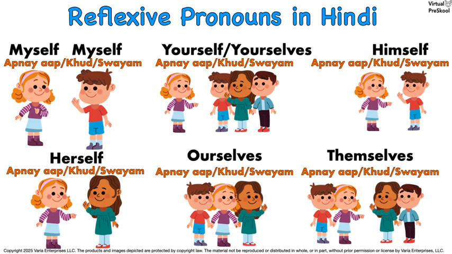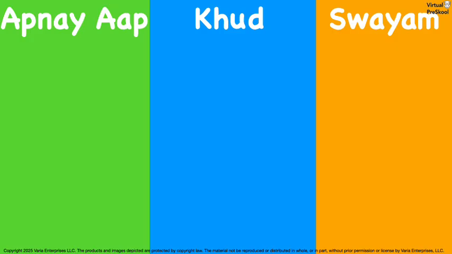There are three ways to say all of the selves words: apne aap, khud, and swayam. These three words are all interchangeable, but there are some subtle differences amongst them. So what are they? First of all, why is this even a thing? Why are there three ways to say the same exact thing?